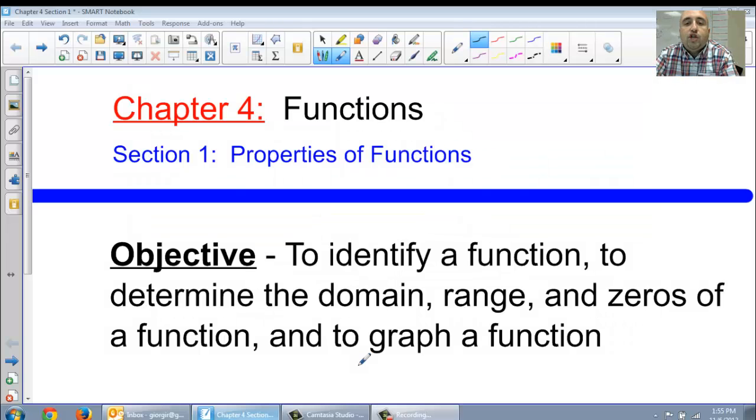All right, welcome to Chapter 4. I believe this is the last chapter that we'll do in Pre-Calc A. If we have extra time, we will start Chapter 5, but this should probably be the last chapter that we start. The title is Functions.